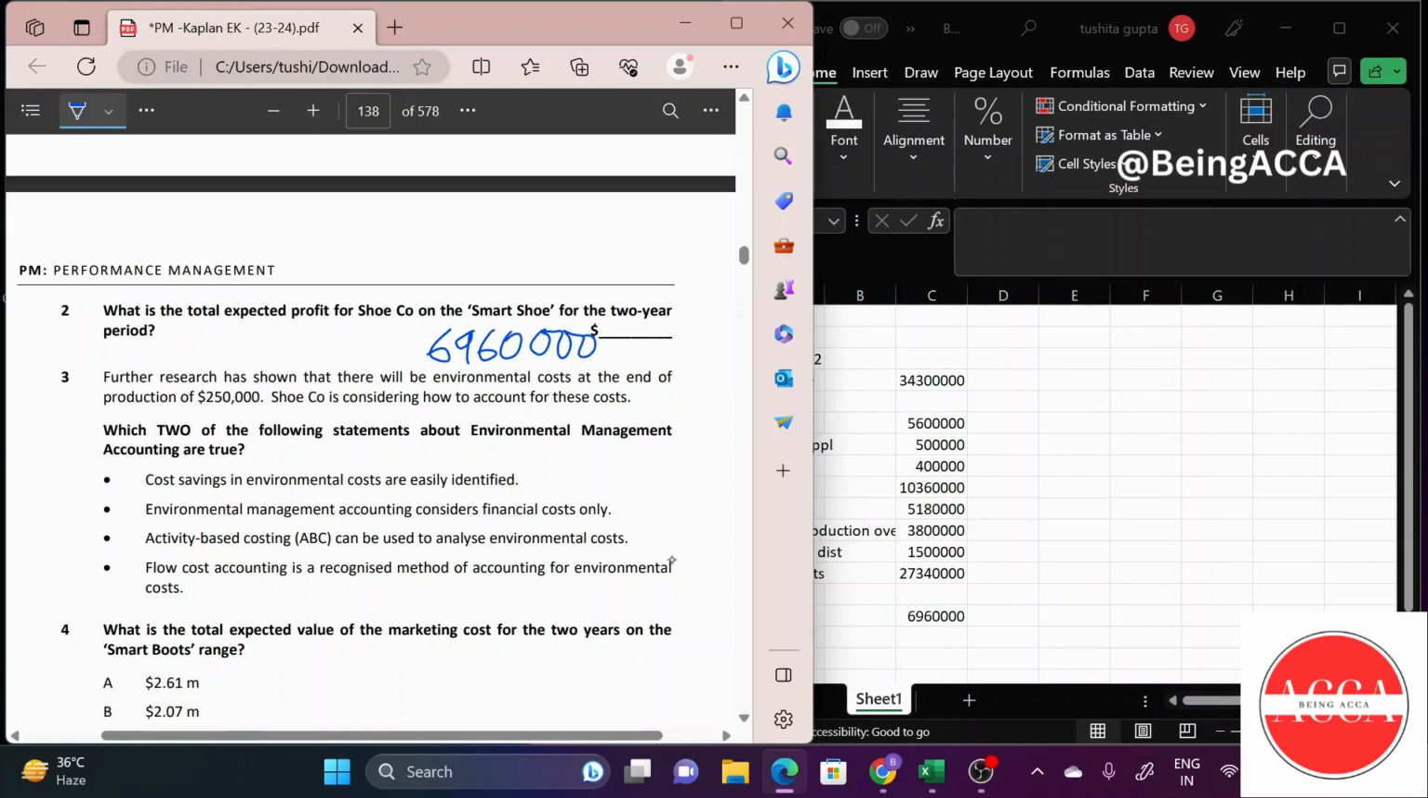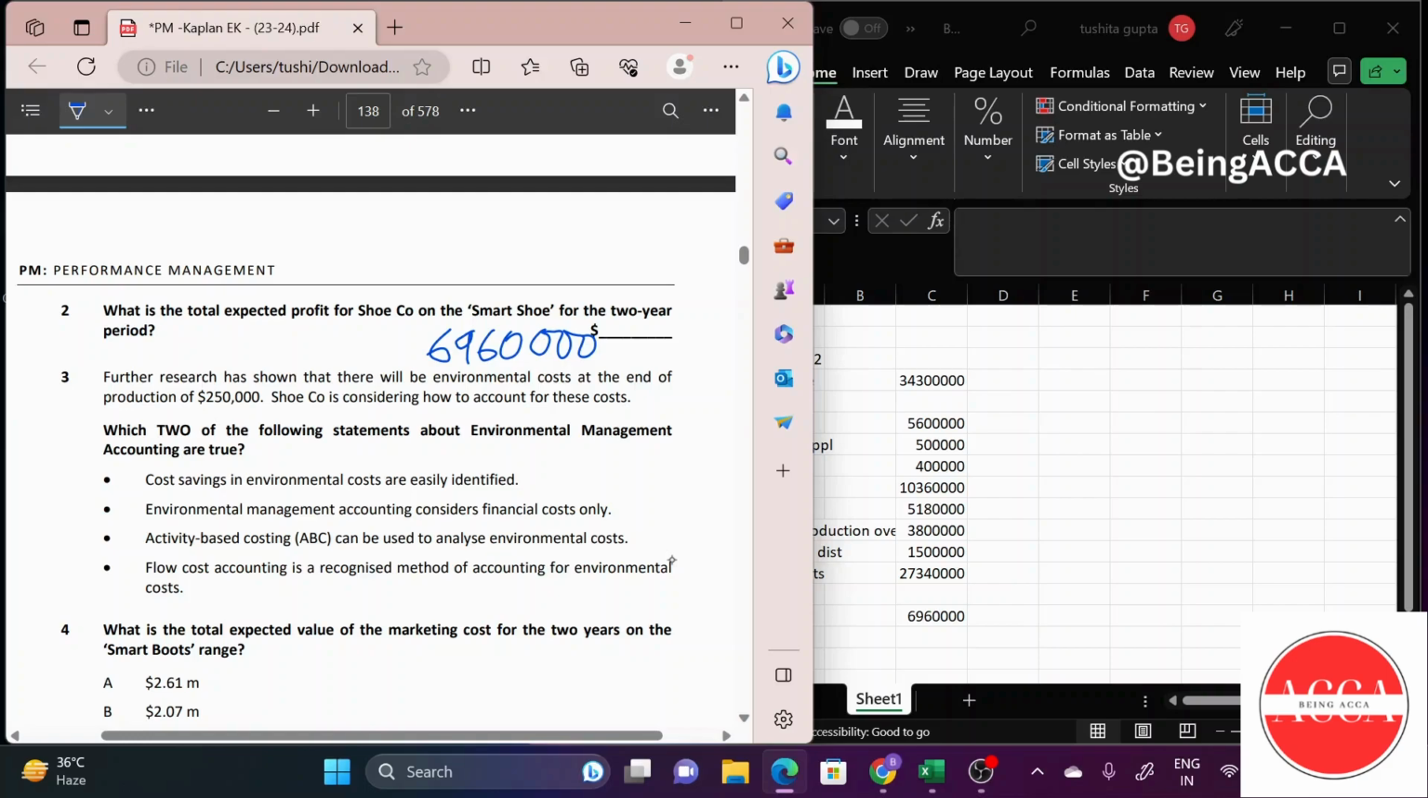Then moving to the third question. Further research has shown that there will be environmental costs at the end of the production of 250,000. Shoe company is considering how to account for these costs. Which two of the following statements about environmental management accounting are true? Okay, so there are additional environmental costs.